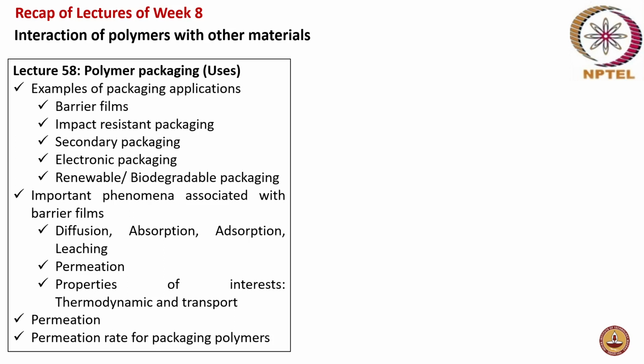Okay. And then the next concept discussed was barrier films. What are the important phenomena associated with barrier films? Obviously, barrier films means it should create a barrier, or inhibit certain movement, correct? It should inhibit, for example, oxygen from traveling through, right? So when you want to inhibit the movement of small molecules, what are the properties that you have to think about?